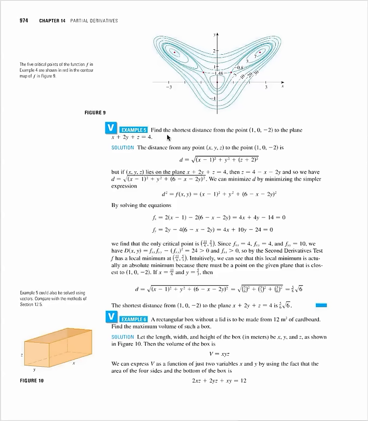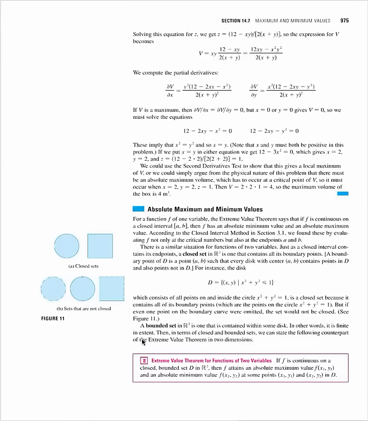Example 5 talks about finding the shortest distance from a point to a plane, and this has the old trick of, instead of minimizing distance, we minimize the square of the distance so that we don't have to deal with the square root in the whole thing. And this is an old trick you might remember from Calc 1. It still works here. Example 6 is another good example. These are all examples that you should work through.